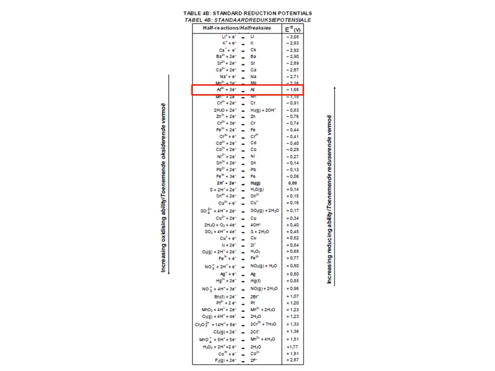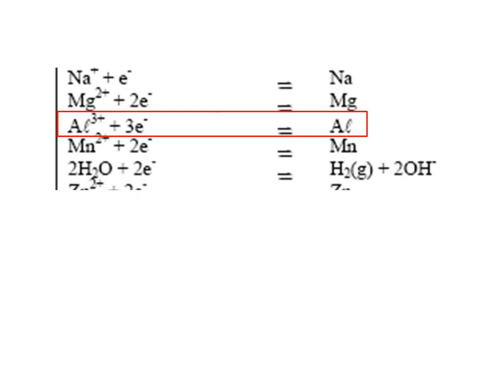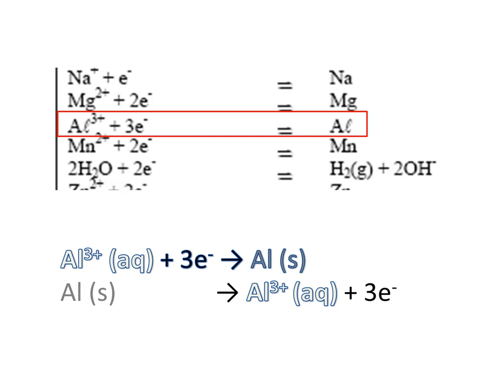Let's make sense of that. We find aluminium in this table of standard reduction potentials. Since this is a reversible reaction, either of these reactions is possible. Soluble aluminium ions, Al3+, could be gaining electrons to become solid aluminium, Al atoms, or solid aluminium atoms, Al, could be losing electrons to become soluble aluminium ions, Al3+.